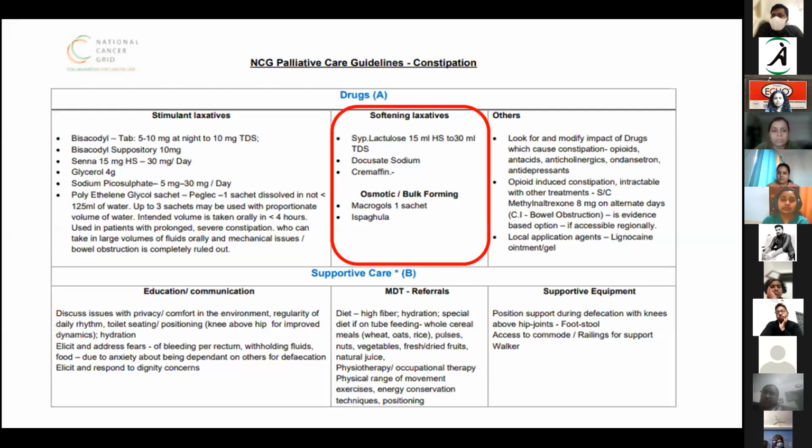Then we have the softening laxatives. We use lactulose enemas or lactulose syrup, docusate sodium, Cremaffin, or organic osmotic or bulk-forming agents, which are isabgula or macrogols. Again, isabgula, which is available as husk material, should not be prescribed to patients who are on opioids or patients who are bedbound with very minimal activity, where you know that this high fiber content could lead to fecal impaction.